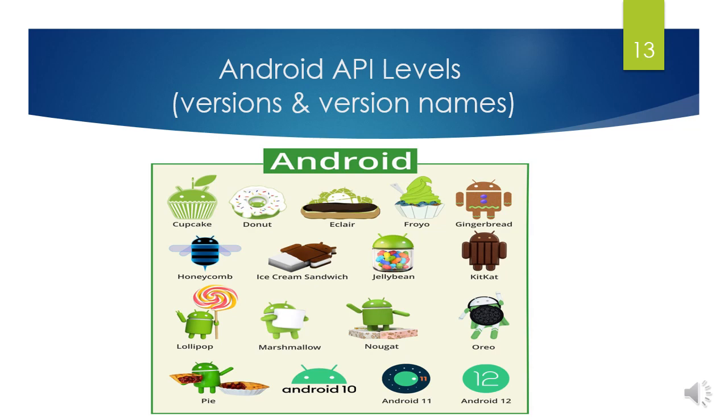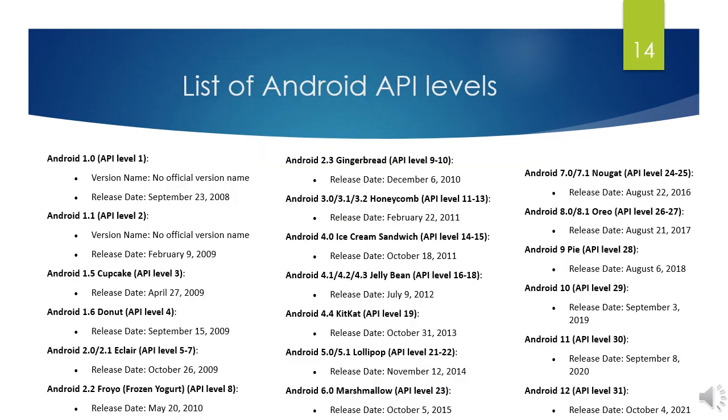Android API levels, versions, and version names. Android API levels are numerical identifiers assigned to different releases of the Android operating system. Each API level corresponds to a specific set of features, capabilities, and improvements introduced in that version. Along with API levels, Android versions are also commonly referred to by their names, which are typically named after desserts or sweets in alphabetical order. Here is the list of Android versions and API levels from Android 1 to Android 12.